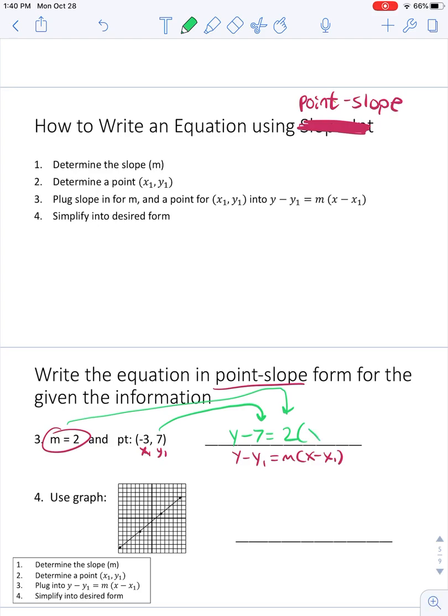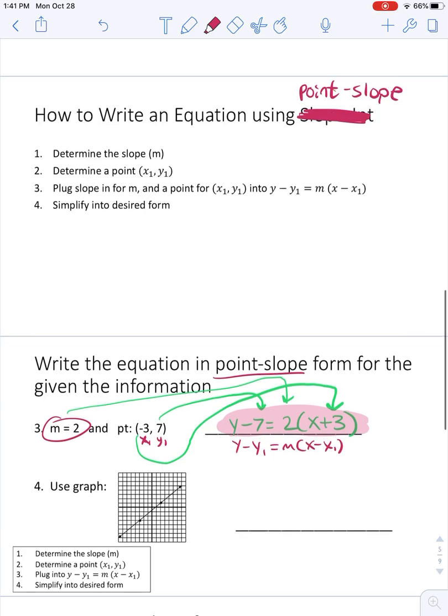And then x is still going to be there, minus, well, it's minus a negative 3. Subtracting a negative 3 turns it into addition, so it's plus 3. When you subtract a negative, it becomes addition. So x minus negative 3 becomes x plus 3. And this is our answer in point-slope form. So we're just going to be done. We're just going to stop since it's in point-slope form.